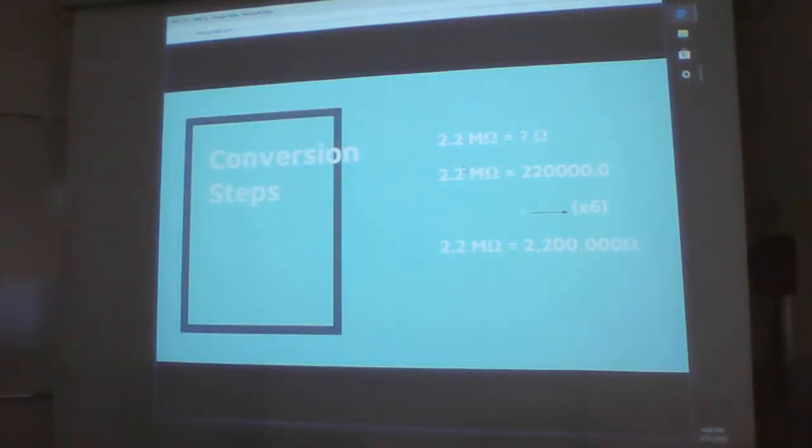An example of that, the conversion steps. Let's say we have 2.2 megohms, and we want to know how much that is in ohms. So here we have 2.2. We want to take that decimal and move it 6 places to the right. That's going to give us 2,200,000 ohms. So 2.2 megohms, written in ohms, is 2,200,000 ohms. It's much easier to say 2.2 megohms rather than always write this everywhere.